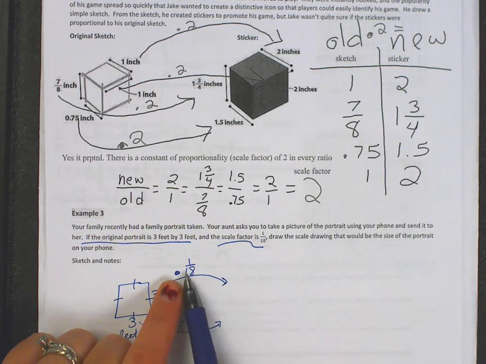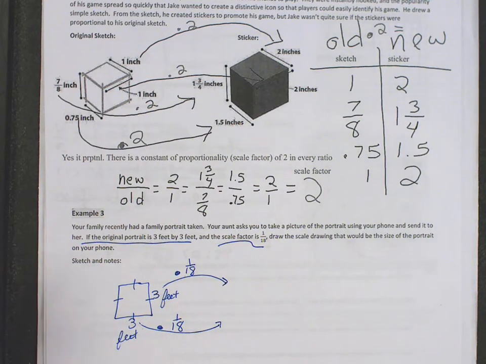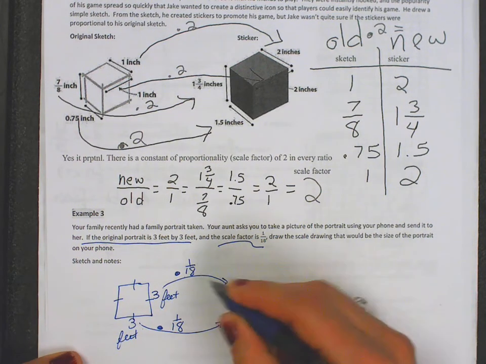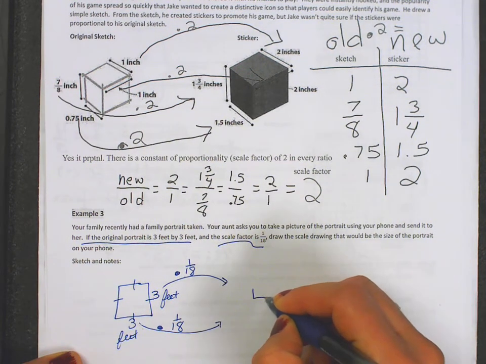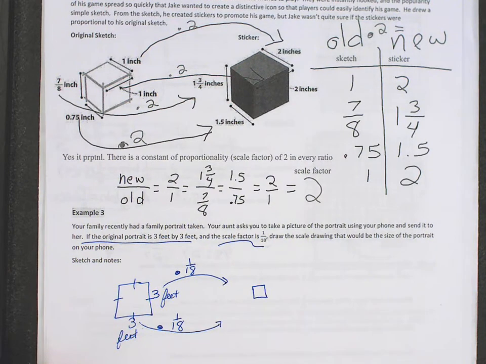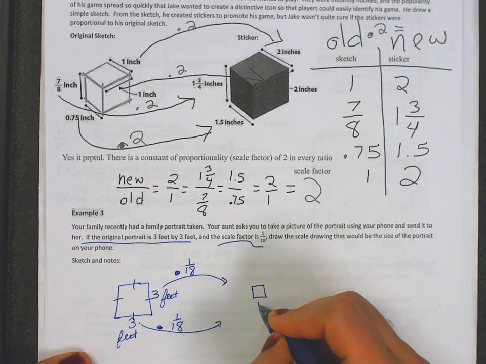If I'm multiplying by a fraction less than 1, do you think this picture is getting smaller or bigger? Multiplying by a fraction less than 1 is going to make my picture tinier. So you could put it in the calculator, or you can do it old school. 3 goes into 18 six times, so that's why this would come out 1/6.